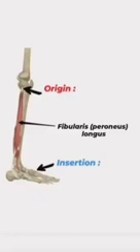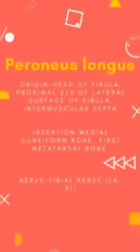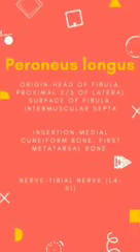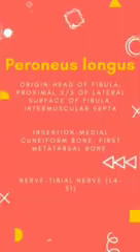Peroneus longus. It originates from the head of fibula, proximal two-thirds of lateral surface of fibula, and intermuscular septa. It is inserted at the medial cuneiform bone, first metatarsal bone. It is supplied by the tibial nerve from fourth lumbar to first sacrum.